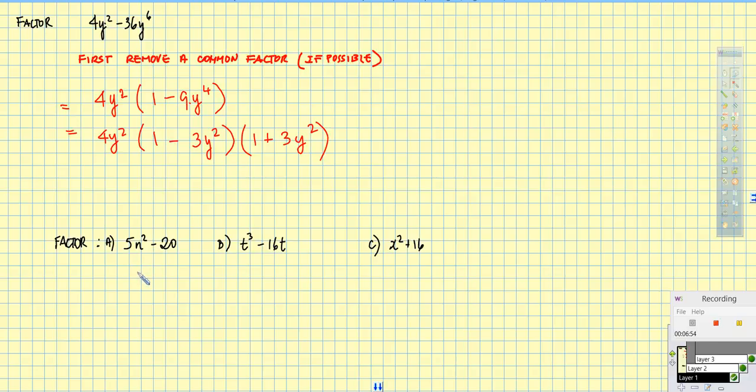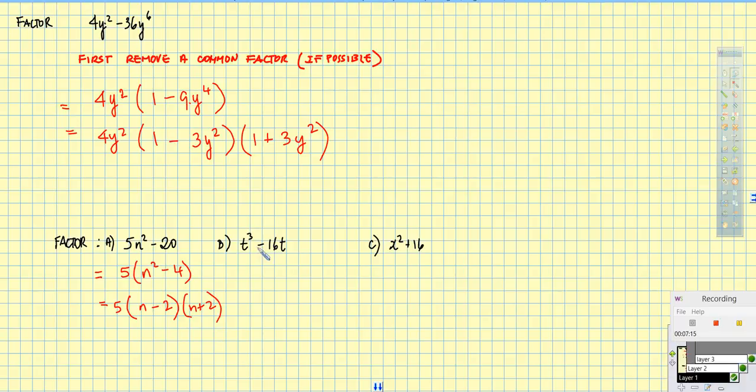We have 5 bracket n squared minus 20. If I remove the 5, I'm left with n squared minus 4. So this gives me 5 bracket, the square root of n squared is n, the square root of 4 is 2, so it's going to be n minus 2, n plus 2. There is no middle n term.